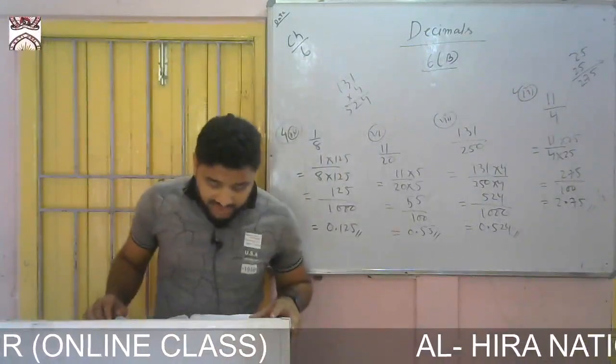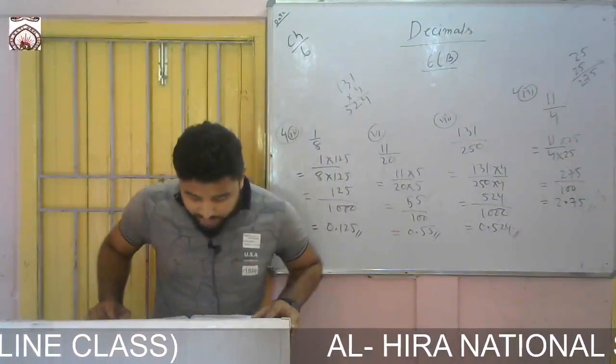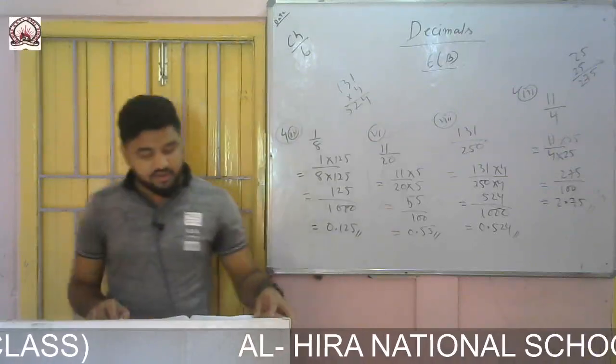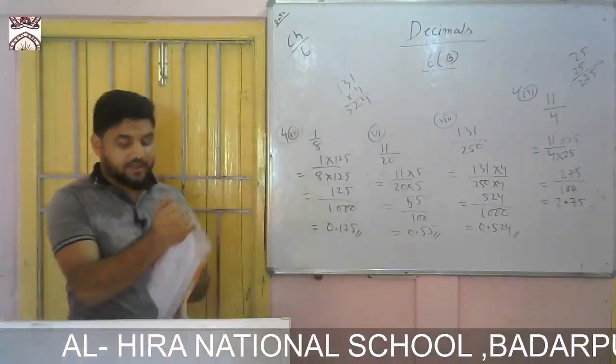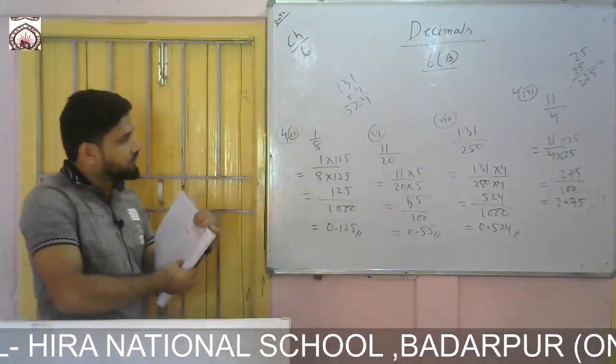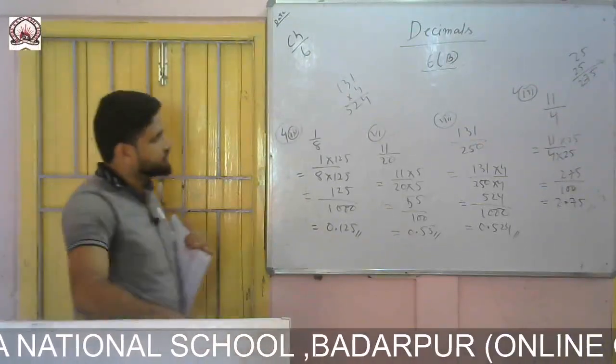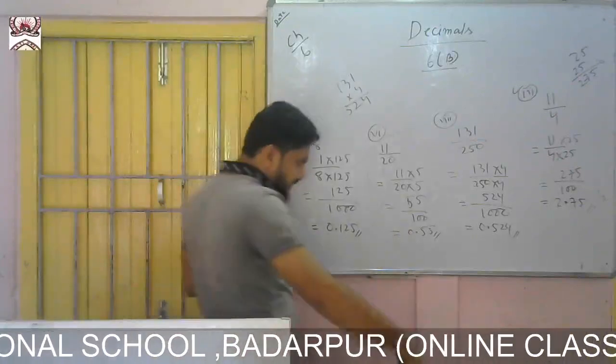Now come to question number 5. Compare the following decimal numbers. Use greater or equal symbol. Okay, use greater or equal symbol. So see the questions.